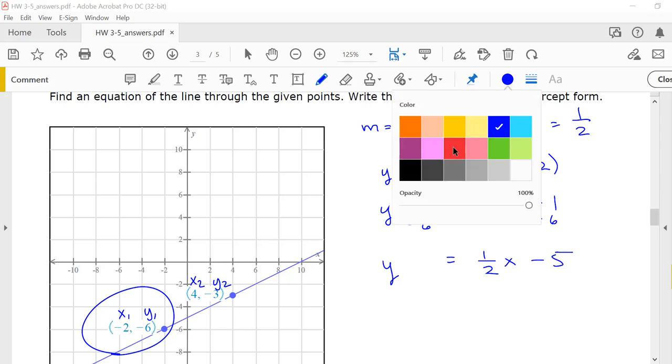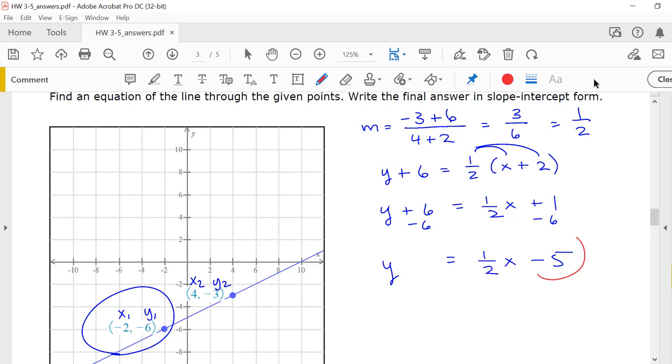Now, let's do a quick mental check. What's the y-intercept going to be? 0, negative 5. What's my slope? 1/2. So I'm going to go up 1 and over 2. Notice that each tick mark is worth 2, so halfway is just 1. So up 1 over 2. Up 1 over 2.